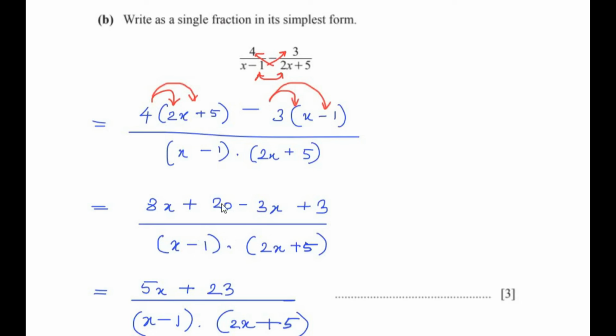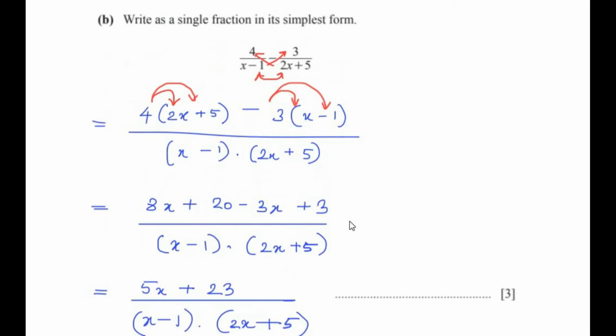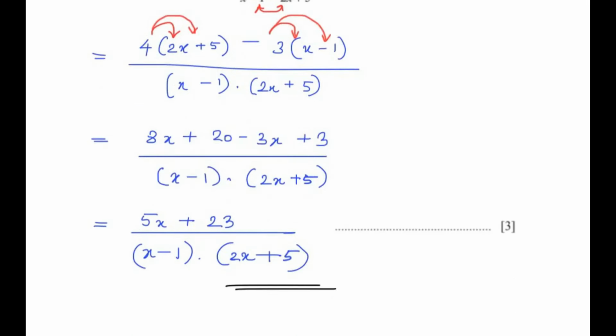Now once we expand this, we are going to gather the like terms in the numerator. So 8x and minus 3x are like terms. So when we add them, we get the value as 5x, and 20 plus 3 gives us 23, and the denominator is kept same. So here we have changed the two fractions into a single fraction format. So this cannot be simplified further. So this is going to be our final answer.